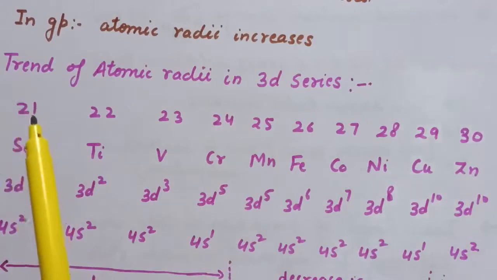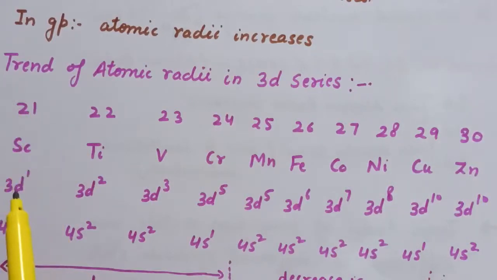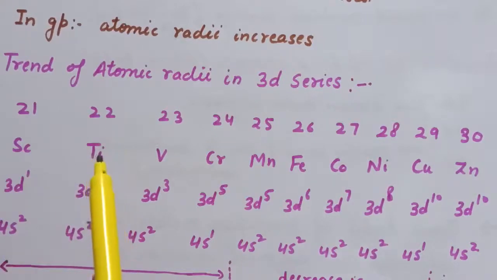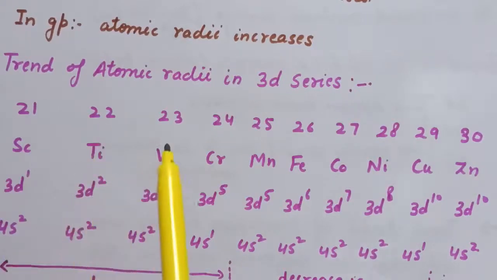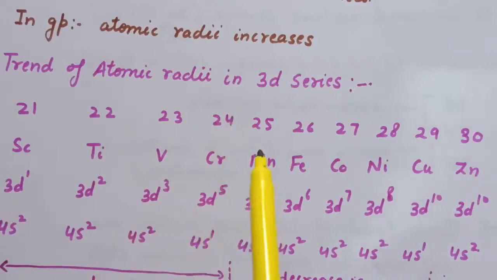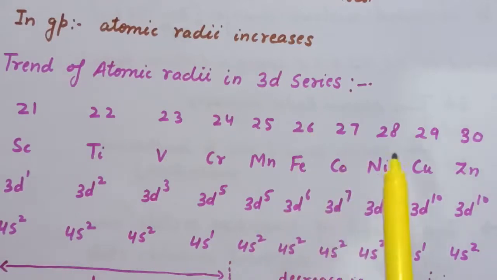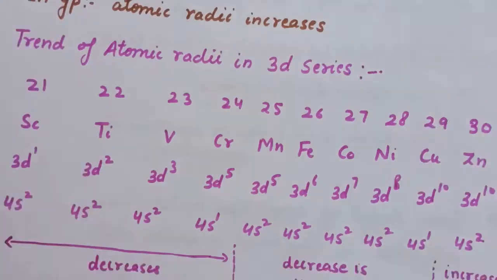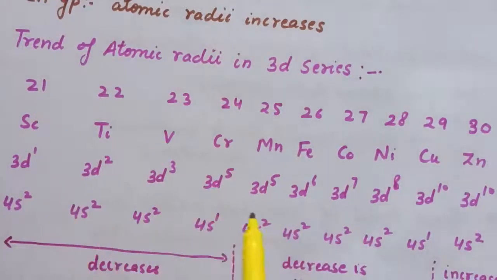Now the first element, scandium, has 1 electron in 3d. Titanium, the second element, has 2 electrons in 3d. Vanadium has 3 electrons in 3d. Chromium has 5 electrons in 3d. Manganese has 5 electrons in 3d. Iron has 6 electrons in 3d. Cobalt 7 electrons. Nickel 3d8. Copper has 10 electrons, and zinc again contains 10 electrons in the 3d orbital, and all have 2 electrons in the 4s orbital except chromium and copper.